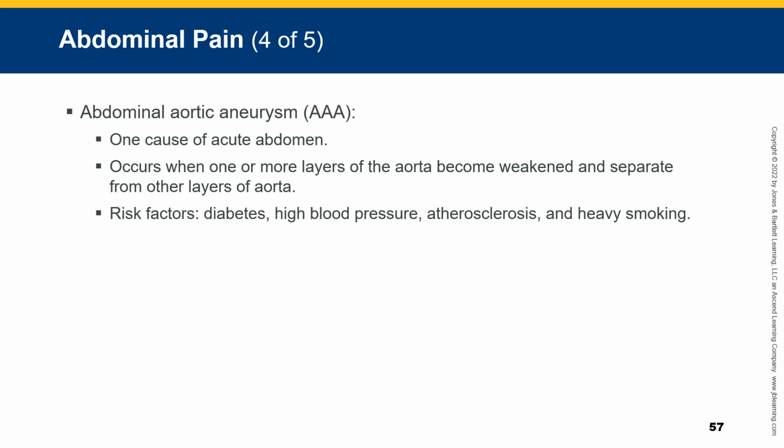Patients who have diabetes, high blood pressure, or atherosclerosis, as well as heavy smokers, are at high risk for developing a AAA. The patient may complain of a tearing sensation in the abdomen and may have pain referred to their shoulder. If a AAA ruptures, the patient will experience severe pain and profound shock. They are in danger of imminent and very rapid onset of death. So if you recognize these symptoms, you have to call for acute care to respond as quickly as possible.